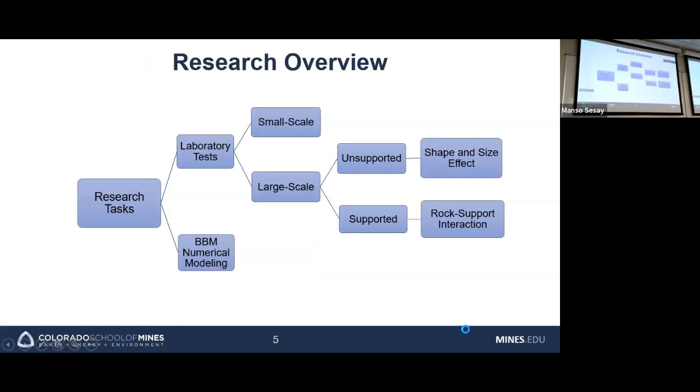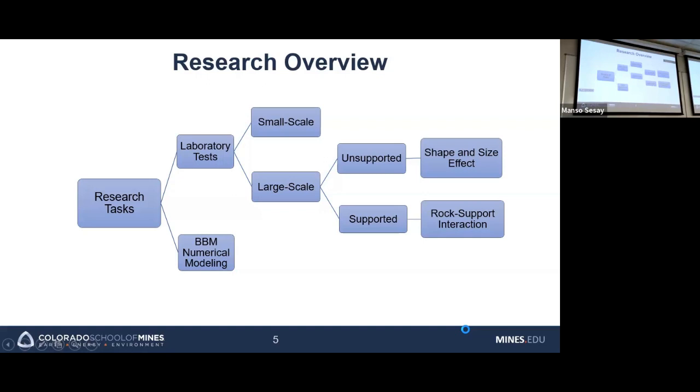So for this particular topic, what we are trying to do is perform a laboratory test so that we can study the pillar failure mechanism as well as the pillar support interactions. We considered large scale samples of limestone, which we tested under uniaxial compressive conditions, both unsupported and supported specimens. For the unsupported specimens, we evaluated the shape and size effect. And for the supported, we used different support components such as rebar rock bolt, wire mesh, as well as face plate, so that we can understand the pillar support interactions.